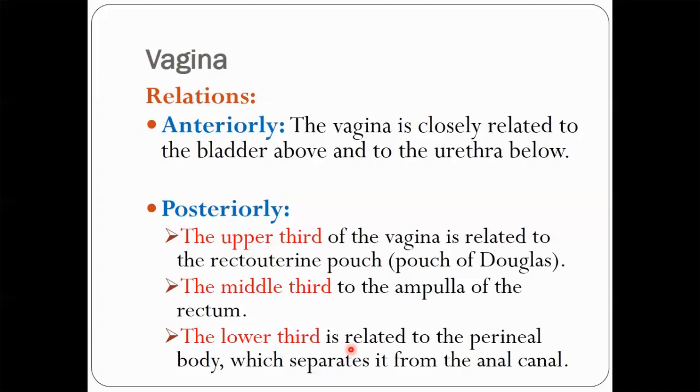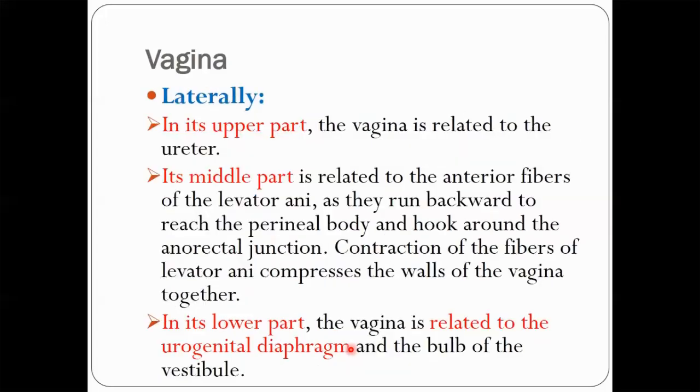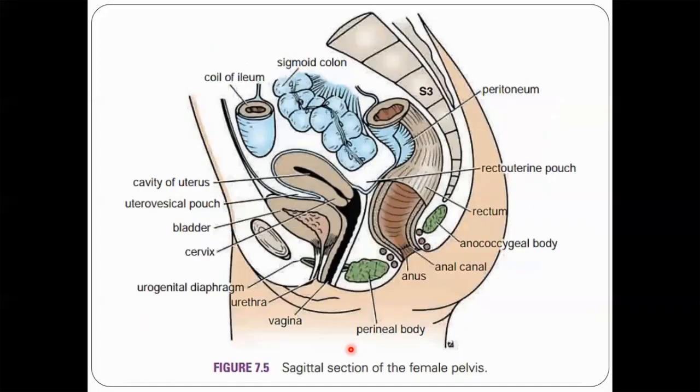And relations of the vagina. The vagina is closely related to the bladder above and to the urethra below. لو طلعنا على هاي الصورة بنشوف relations of هاي الفاجينا. Anteriorly, هاي urinary bladder. The lower part of the vagina is related anterior to the urethra. Posteriorly بقسمها إلى 3 أجزاء. الجزء اللي فوق اللي هو recto-uterine pouch containing the sigmoid colon and coils of small intestine.